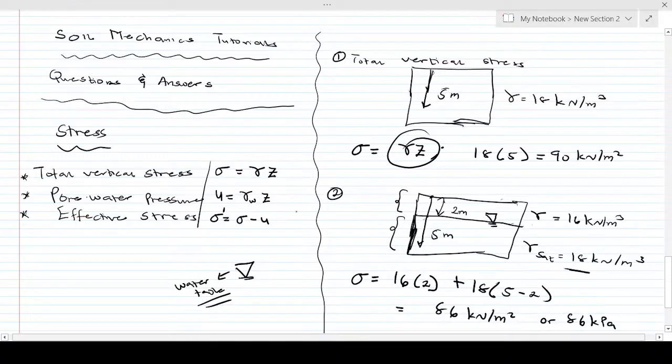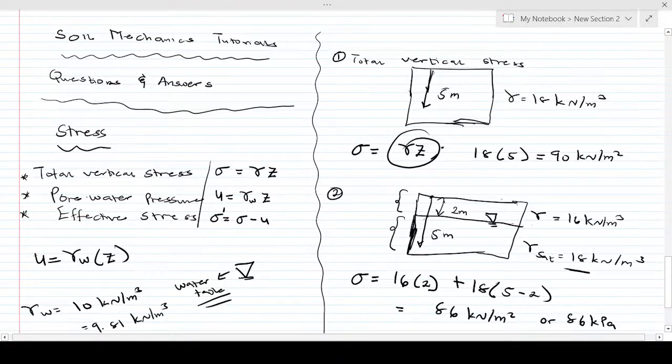Now, if you want to find the pore water pressure in this question, the pore water pressure is simply the unit weight of water times the distance from where the water table is present to your point of interest. The unit weight of water is going to be 10 kilonewton per meter cube, unless otherwise stated. So you should be checking. In other instances, you'll be given 9.81 kilonewton per meter cube.